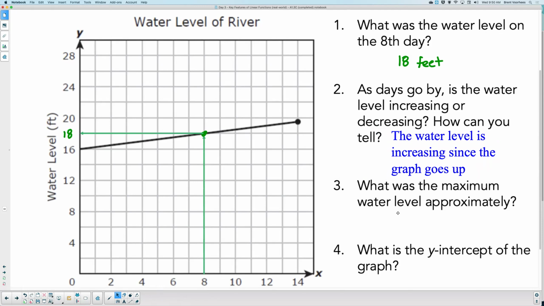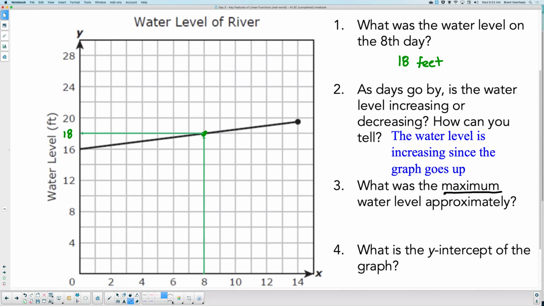Okay, now it asks, what is the maximum water level? And this says approximately. That just means you can kind of round it if you need to. What do you think is the maximum? That's the key word here. Maximum water level. Let's do a countdown. 5, 4, 3, 2, 1. Some people are saying 19. Some people might be saying 20.